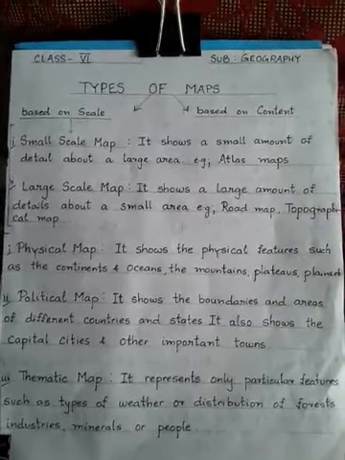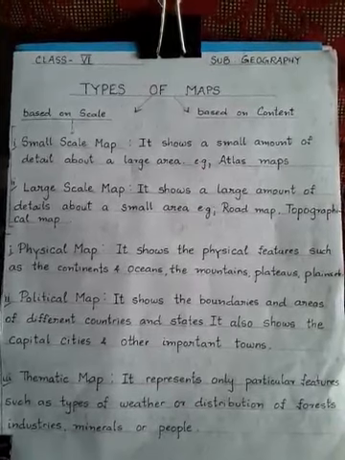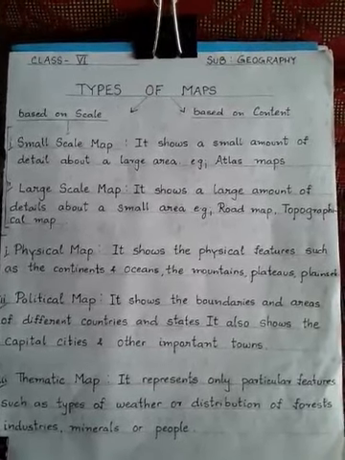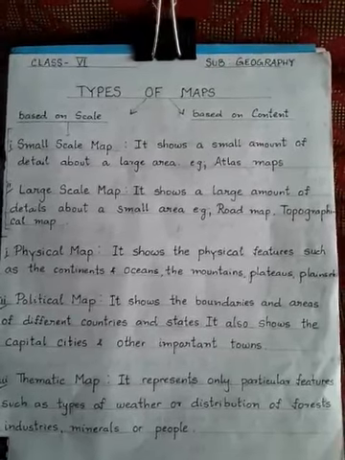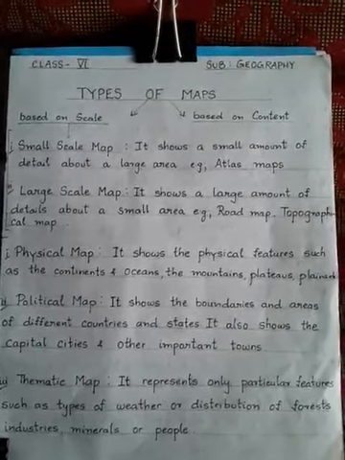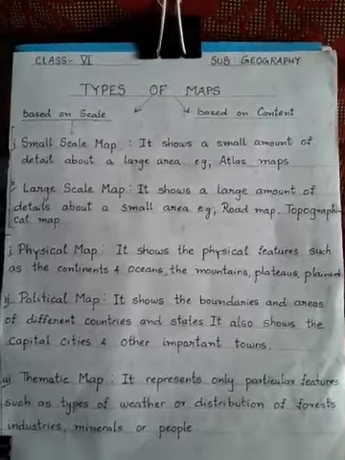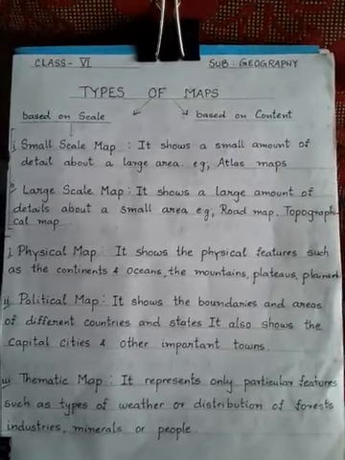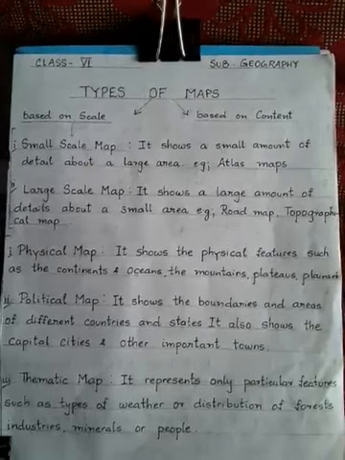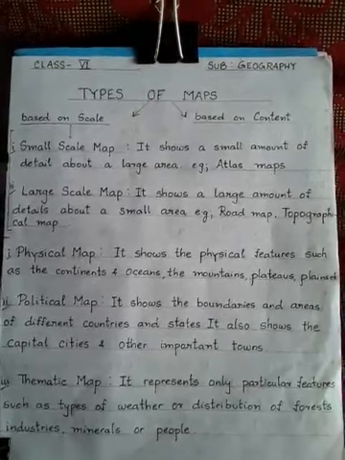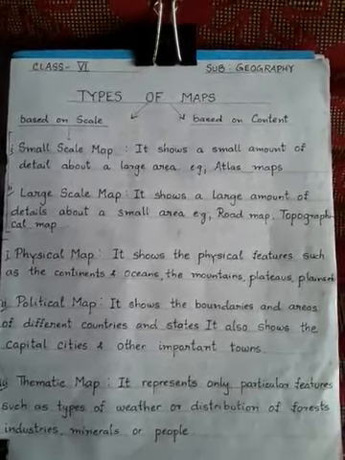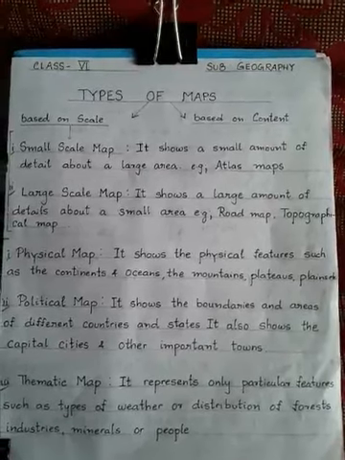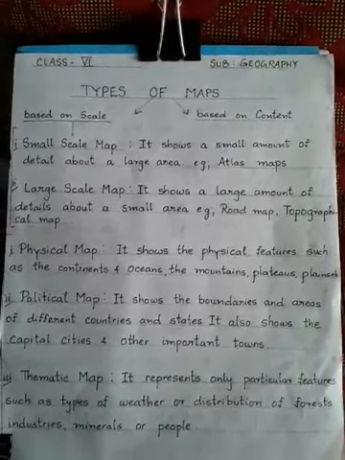You can take the map of any country, any continent. In fact, all the maps which are there in Atlas, these are all small scale maps. On the other hand, large scale maps show a large amount of details about a very small area. It can be a road map or it can be a topographical map. Now come to the basis of content.